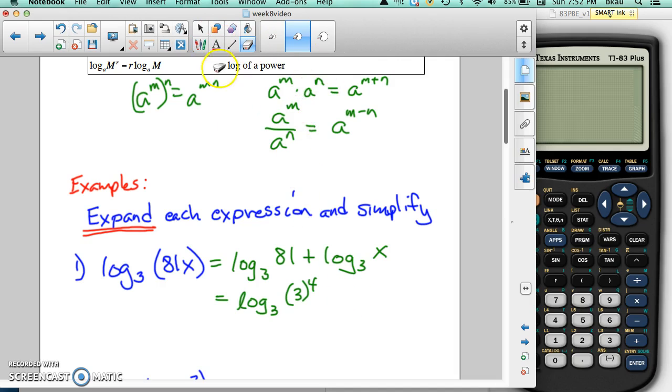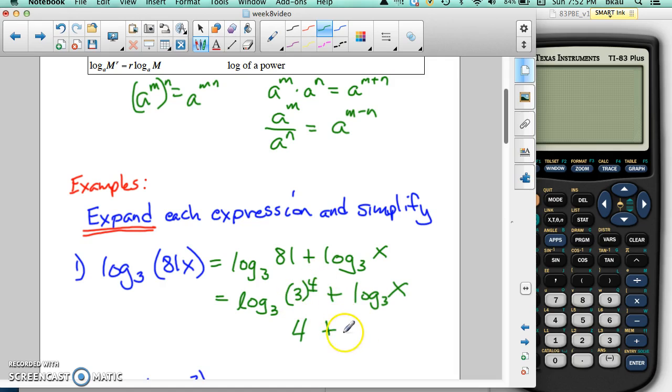So we can rewrite this 81 as 3 to the 4th power and then use the rule that we had before. Bases are the same. The answer to this is 4, the exponent. These are inverse functions. Log base 3 and 3 to the 4th are inverse functions. They reduce each other, and we're just given back the 4 exponent there.